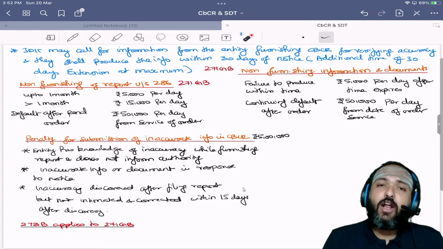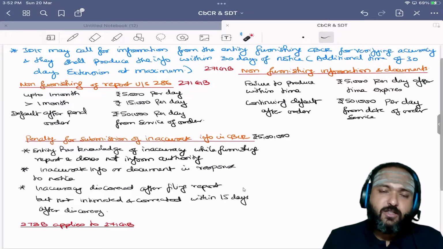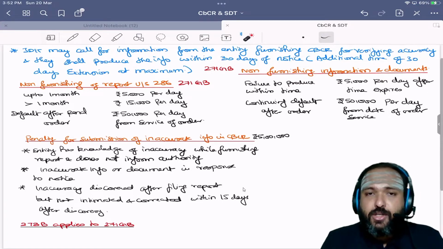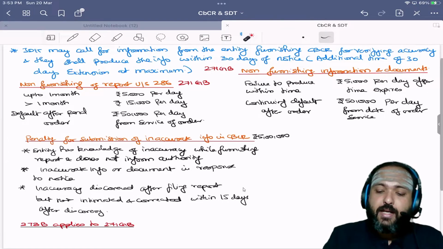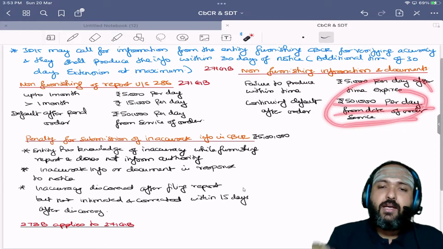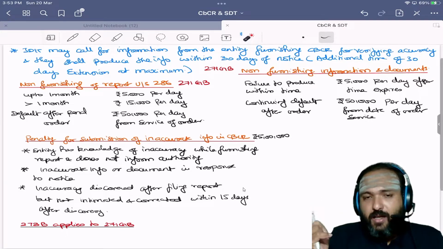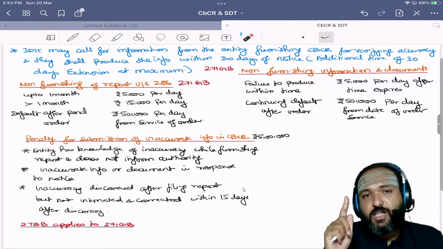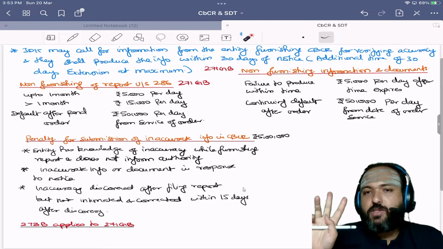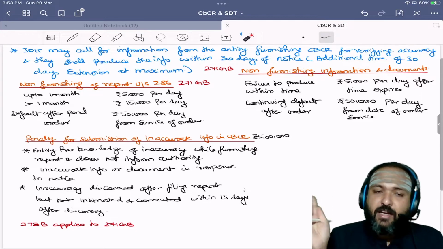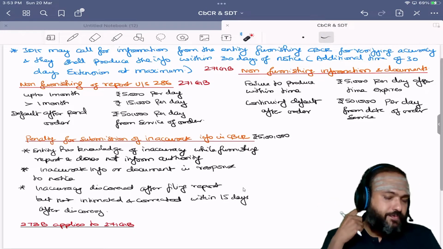Also, they send a penalty order telling me that I have forgotten, I should pay this much. And I have not responded to this order. So from the date of service of the order, every day's penalty will rise from 5,000 to 15,000. There are two penalties here, don't get confused. Penalty number one is for non furnishing of report, penalty number two is for non furnishing of documents and information. What is the third one?